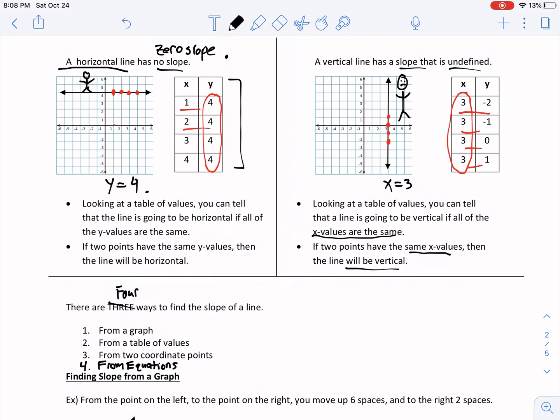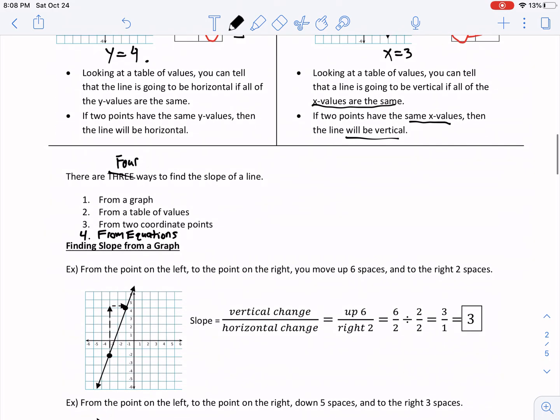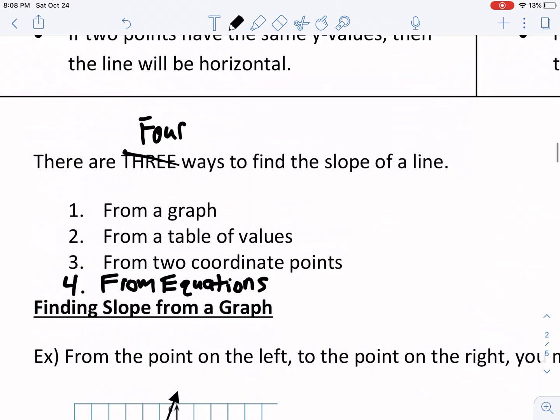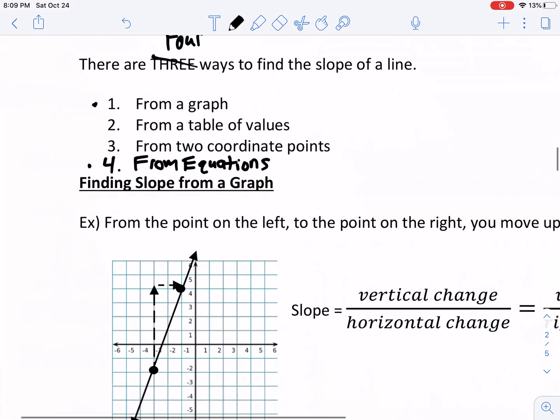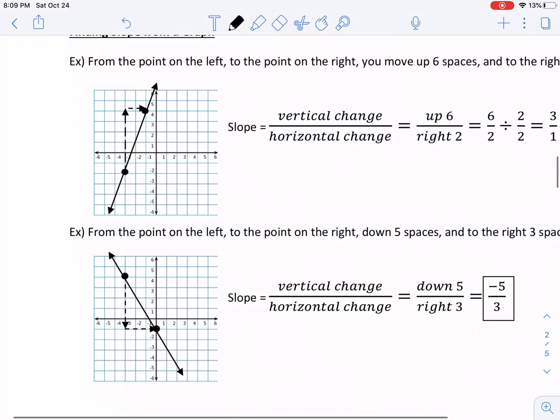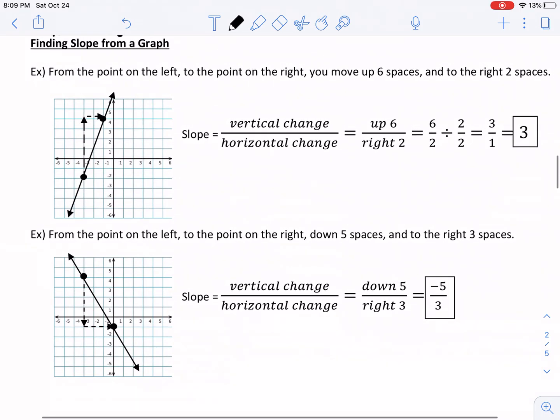Okay, now the 4 different ways, I know this says 3 on there, but I scratched that out. The 4 different ways we're going to look to find slope, 2 of them today, but we'll get to the rest eventually, is from a graph. That's what we're doing today. Then from an equation, that's also what we're doing today. Then we'll look at finding it from 2 coordinate points and a table of values. So let's just focus on the graph portion first and look at these 2 examples.